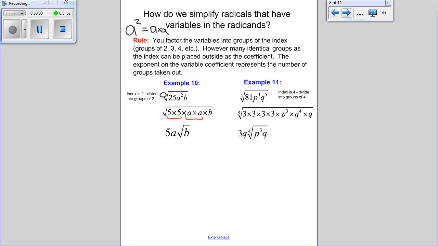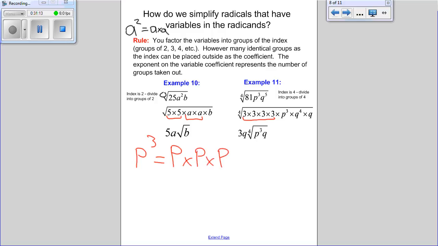P to the power of 3. How many groups can we break that into? 0. There's no groups of 4. You need 4 in a group. Otherwise, they just stay underneath. There's no groups of P's, because P to the power of 3 is the same thing as P times P times P. And if I need 4 in a group to create a whole group, is that possible? No.